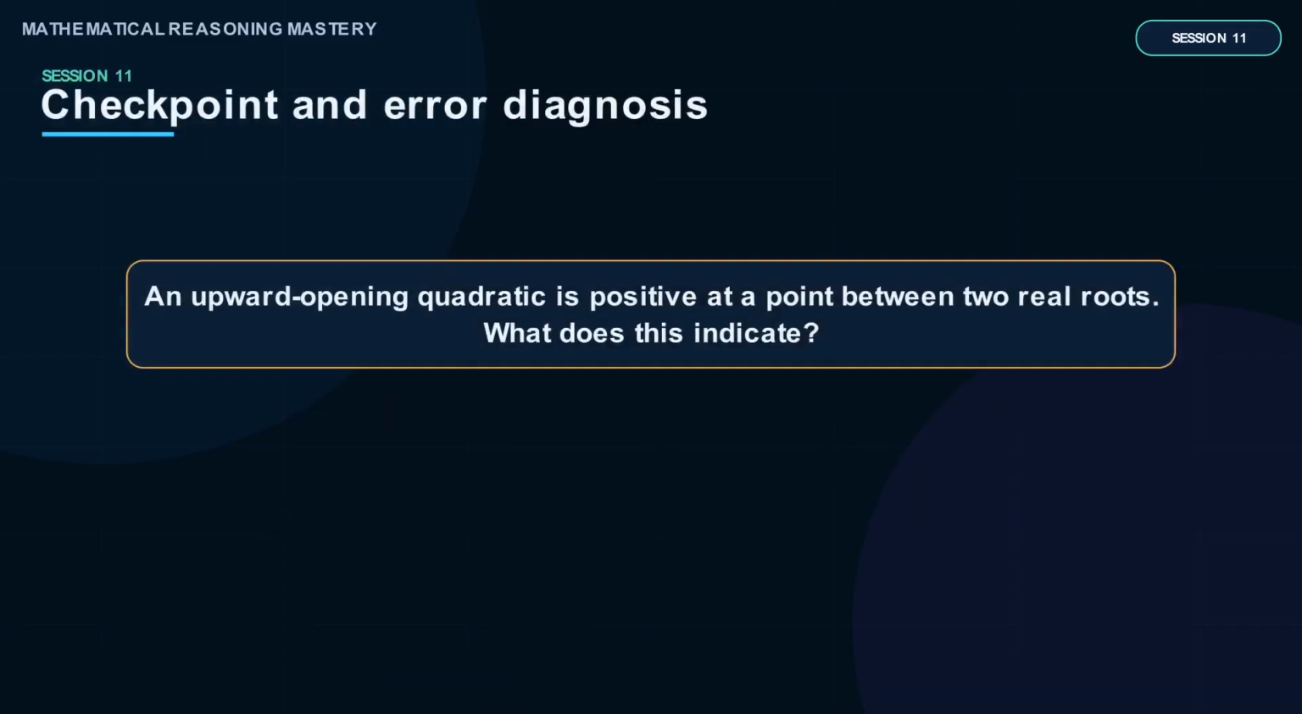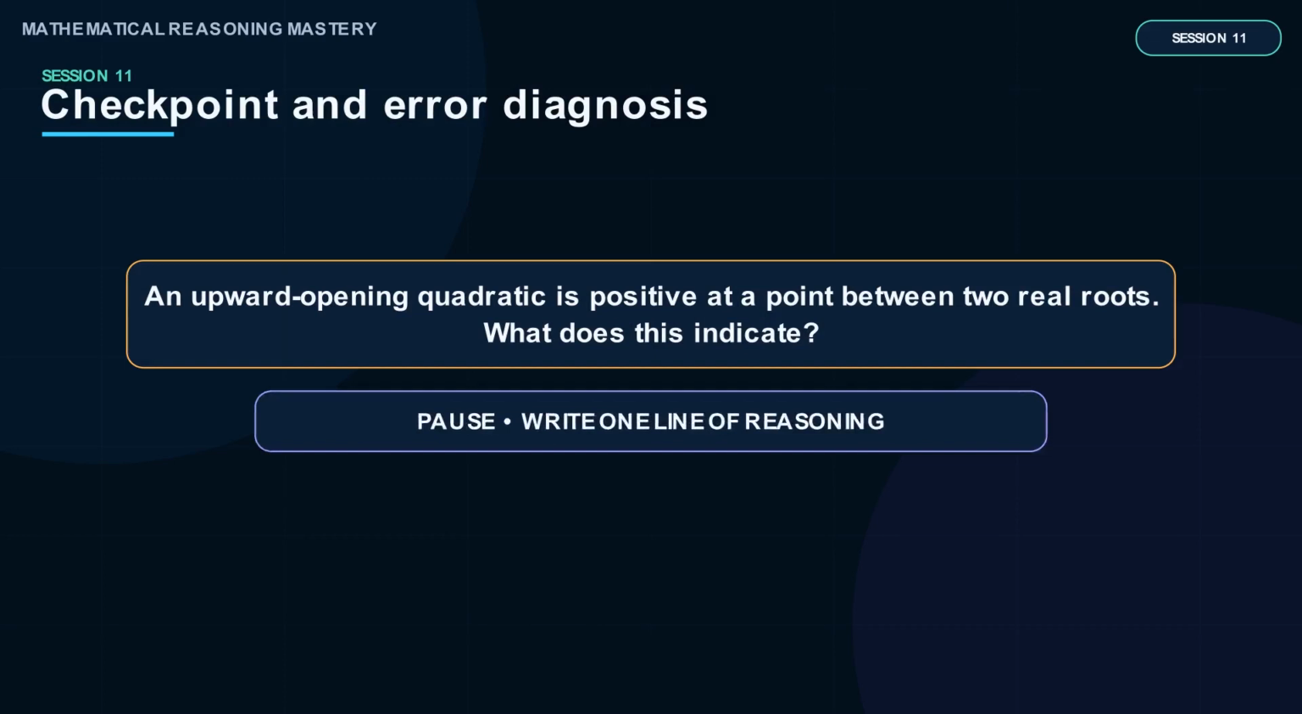Try this checkpoint without copying the example. An upward-opening quadratic is positive at a point between two real roots. What does this indicate? Decide which mathematical fact controls the answer. Pause and write one line of reasoning before committing. A visible decision is easier to inspect, explain, and correct than an unsupported guess.